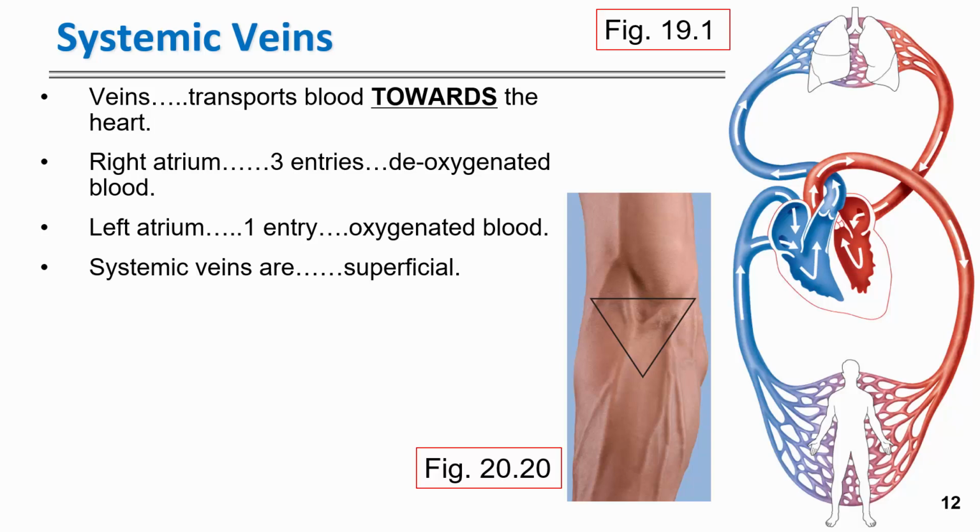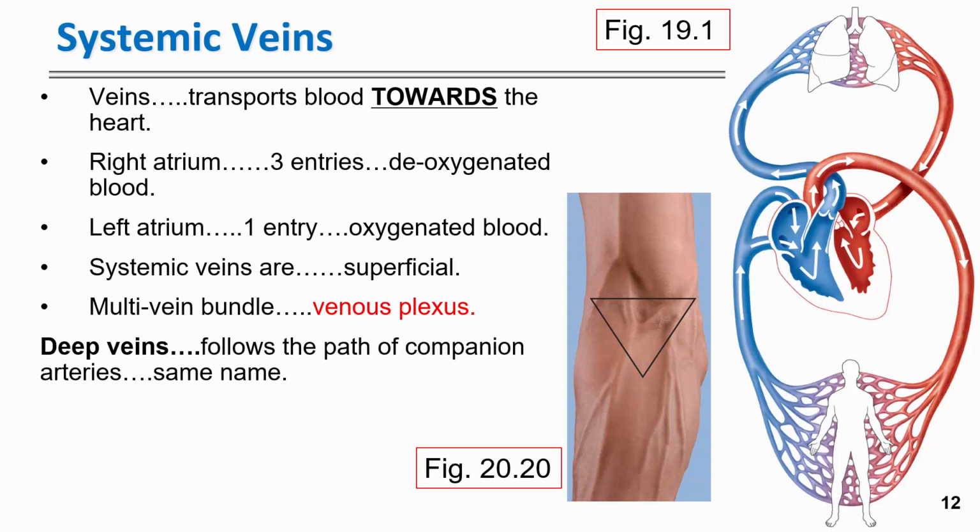In terms of the systemic circulation, systemic veins are superficial, as opposed to arteries, which are located much deeper. In some parts of the body, there are multi-vein bundles that are referred to individually as a venous plexus. Although veins are generally superficial, we do have some deep veins, and those deep veins follow the path of what are called companion arteries and are named according to those companion arteries.